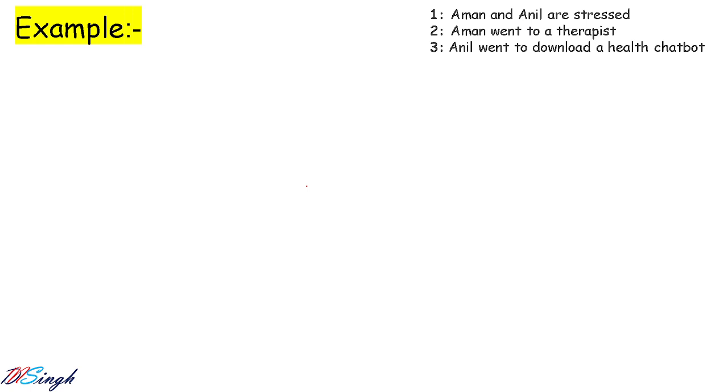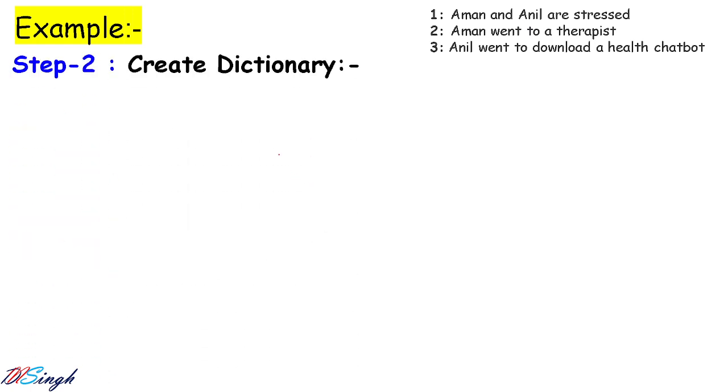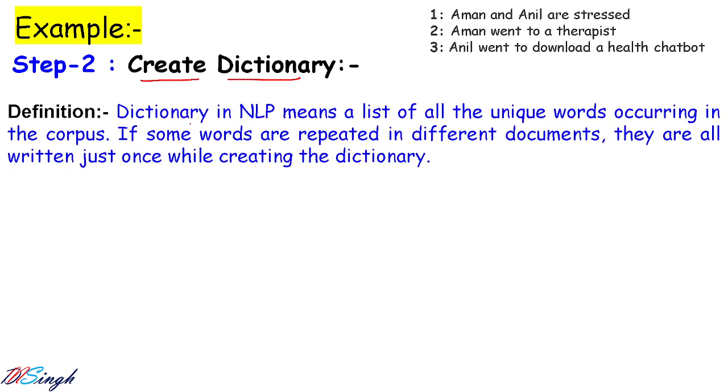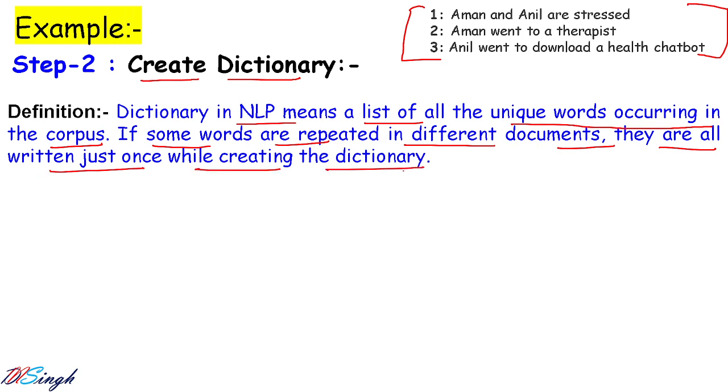Let us go for the same example, and the first step, text pre-processing, is completed. Now our job is to create a dictionary. We have seen that a dictionary in NLP means a list of all unique words occurring in the corpus. So we need to find out how many unique words are present in all three documents and make the list. We are not going to repeat any word here. If some words are repeated in different documents, they are written just once while creating the dictionary.